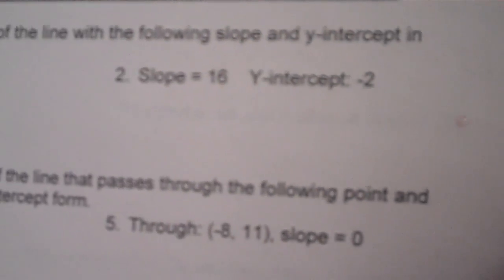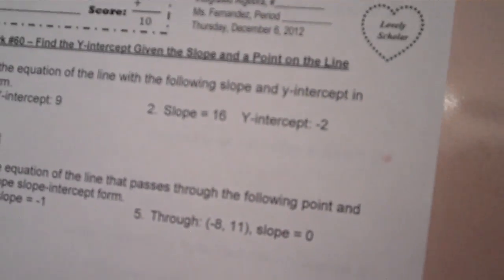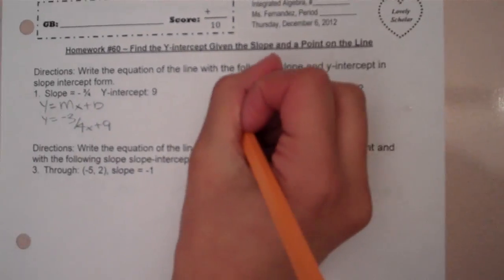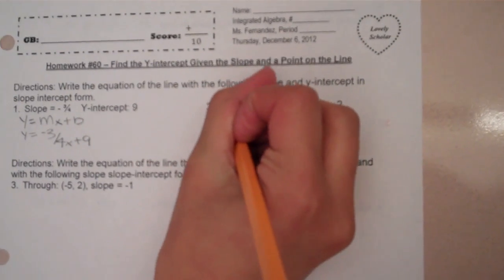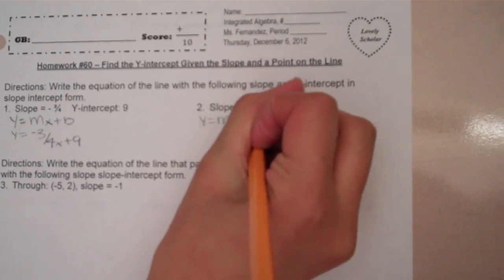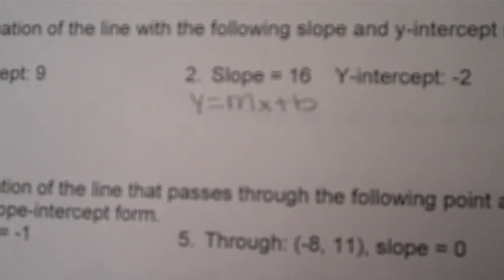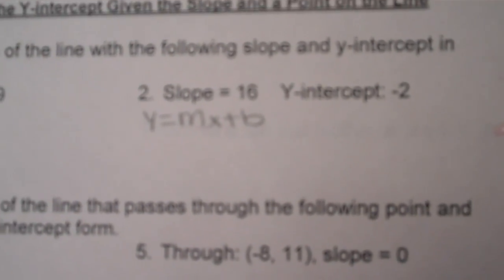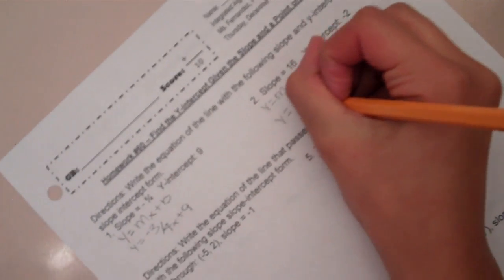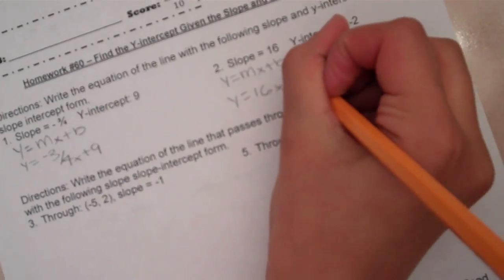Same thing for problem number 2. Start off with the slope-intercept form of an equation. y = mx + b. Now substitute your slope and your y-intercept. So y equals your slope, x, and then your y-intercept.